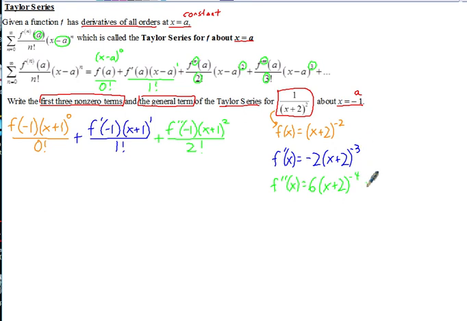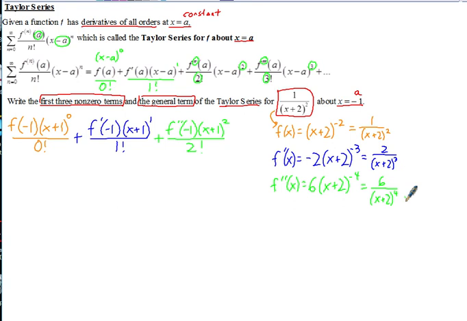So let's see if we can find f of negative 1, f prime of negative 1, and f double prime of negative 1 now using these 3. So let me simplify each of these now. This one's going to go back to this one. It'll be easier to substitute in. 1 over x plus 2 squared. The first derivative, f prime of x, would simplify to be now 2 over x plus 2 cubed. And the second derivative would simplify to be 6 divided by x plus 2 to the 4th.